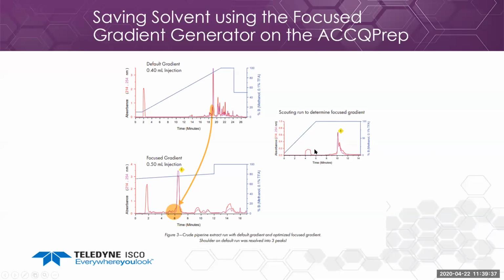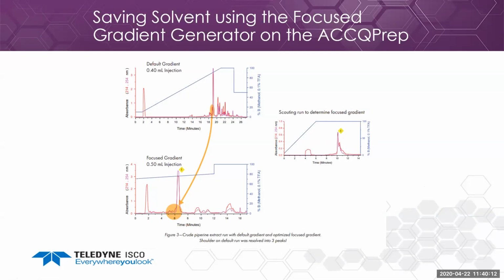We're just trying to see where the compounds are coming out. We're not trying to separate them at this point. It's basically an analytical run at this point. So once we determine where our compound of interest is coming out, and we're interested in peak 1 here, we find that it comes out around 70% B.